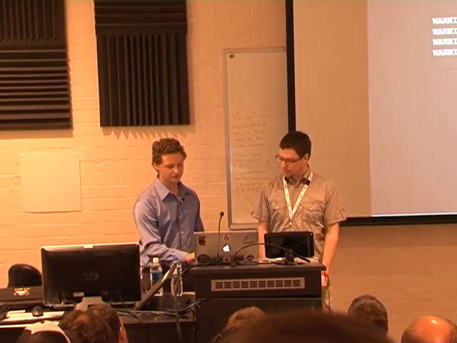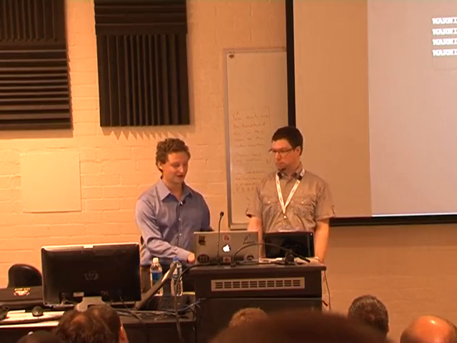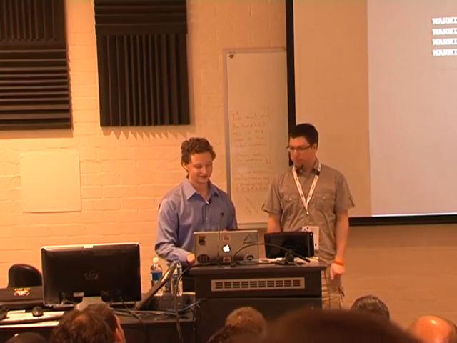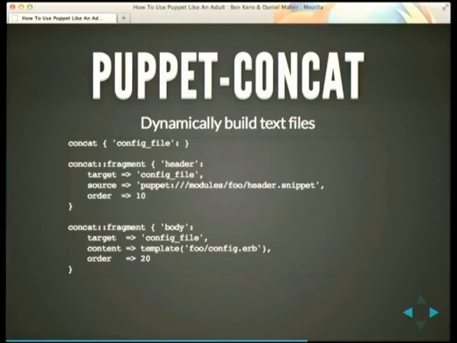Okay. Sort of to switch gears here, we're going to talk about some really cool modules that we thought were important enough to mention now. The first is Puppet Concat, and it allows you to dynamically build text files out of a bunch of different parts. So if you have to build a big config file and it doesn't support a .d directory, then you have to have a bunch of fragments and then make a whole file out of it, and this is exactly what this is for. It looks kind of like this.